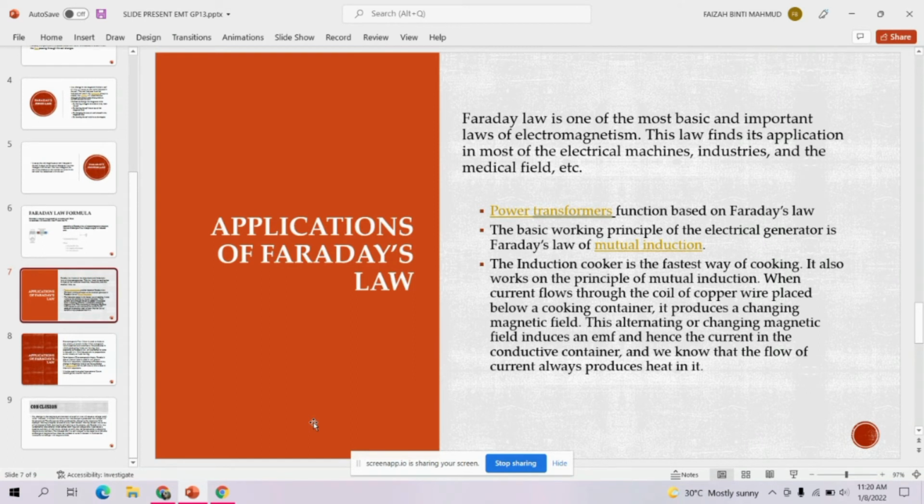The induction cooker is the fastest way of cooking, and it also works on the principle of mutual induction. When the current flows through the coil of copper wire placed below a cooking container, it produces a changing magnetic field. This alternating magnetic field induces an EMF and a current in the conductive container, and we know that the flow of current always produces heat.